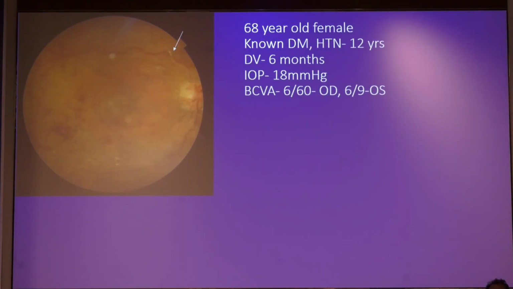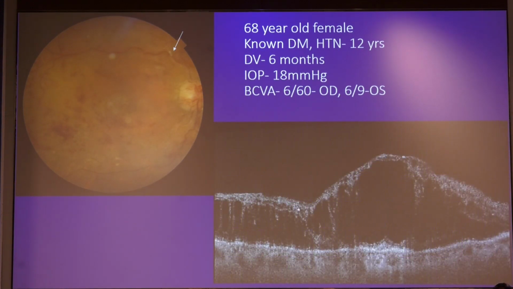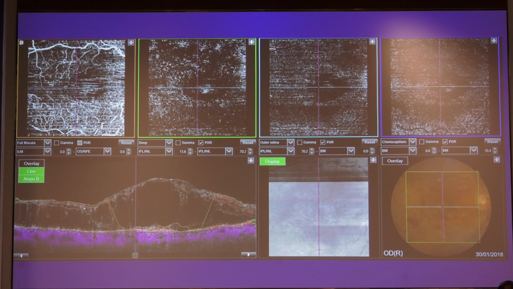So this was a 68-year-old female, again presenting for cataract surgery, a known hypertensive and diabetic for the past 12 years, with defective vision for 6 months and intraocular pressure of 18 millimeters. Best corrected visual acuity in the right eye was 6/60. As you can see, there are dilated tortuous vessels with a dull foveal reflex. She had a CRVO with macular edema. When OCT was done, it showed a huge edema with loss of architecture of both the outer and the inner retinal layers. When angio-OCT was done, it showed gross macular ischemia in both the superficial and the deep capillary plexus.